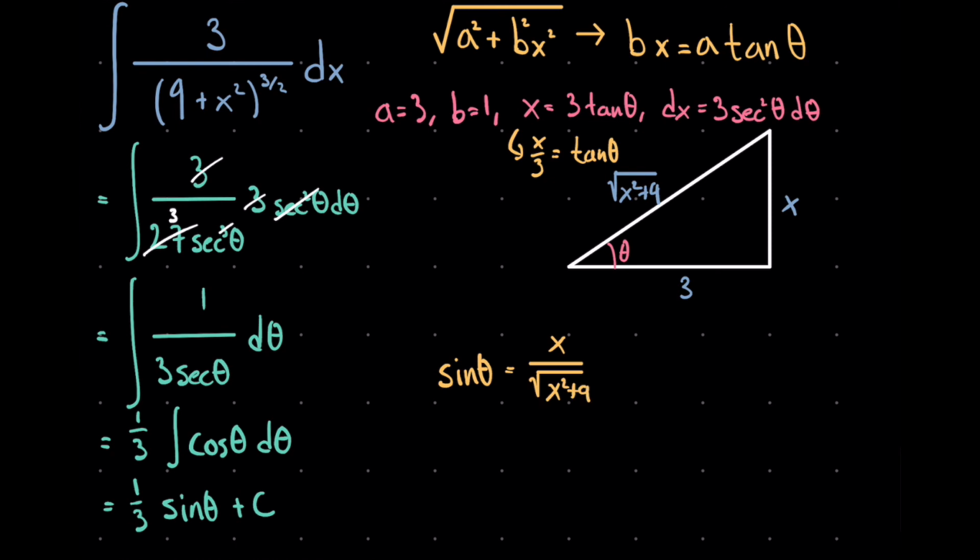And so therefore, the final answer that we're looking for is x all over 3 times the square root of x squared plus 9, plus c for some constant c. And we just got that by moving the coefficient 1/3 into this expression right here.